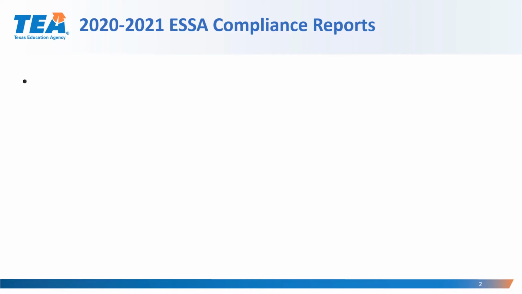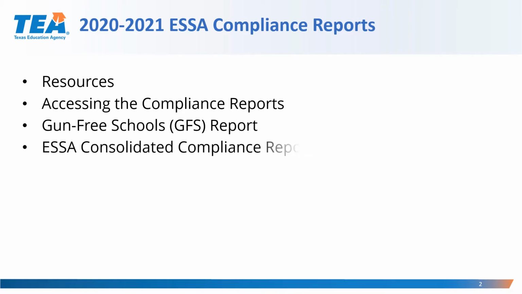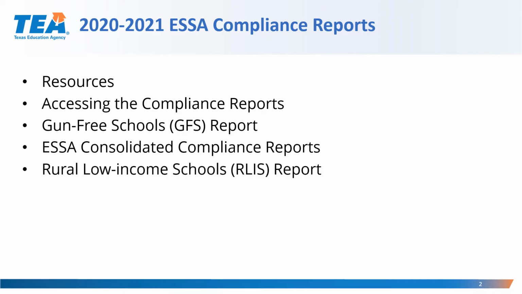During this presentation, we'll talk about the resources that are available to assist you in completing the compliance reports. We'll talk about how to access the compliance reports and what you'll need to be able to do that. We'll go through the Gun-Free Schools Report, the ESSA Consolidated Compliance Reports, the Rural Low-Income Schools Report, and we'll also share contact information in case you have questions.